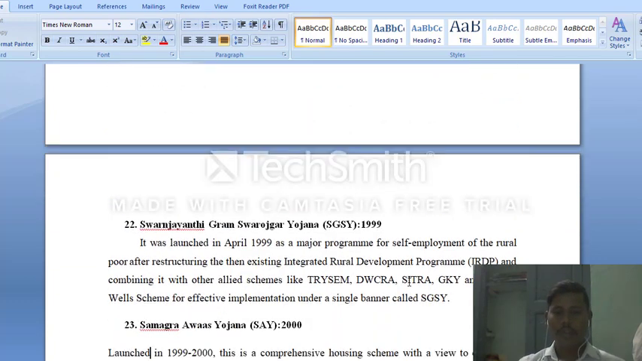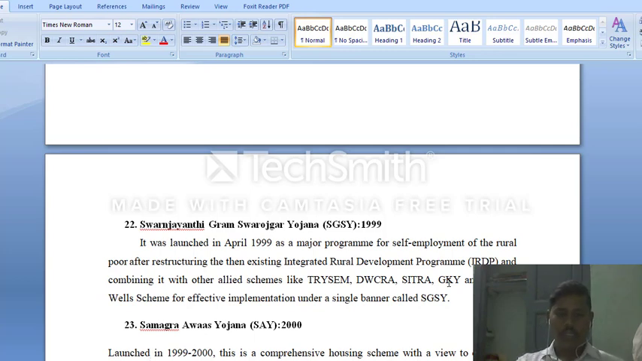In 1999, Swarna Jayanti Grama Swarozgar Yojana was launched as a major program for self-employment of the rural poor. After restructuring the then existing Integrated Rural Development Program and combining it with other allied schemes like TRYSEM, Development of Women and Children in Rural Areas, Supply of Improved Toolkits to Rural Artisans (SITRA), Ganga Kalyan Yojana and Million Wells Scheme, for effective implementation under a single banner called Swarna Jayanti Grama Swarozgar Yojana.